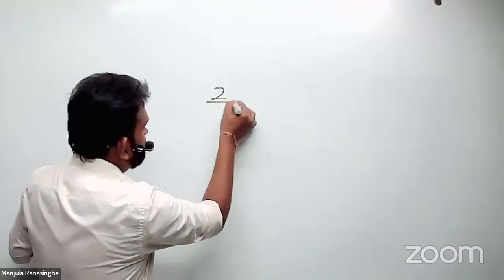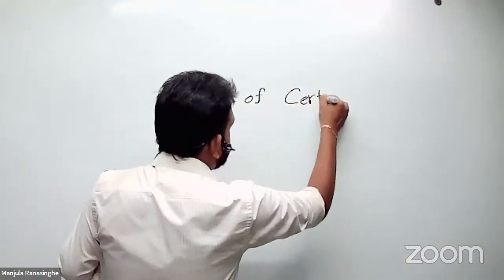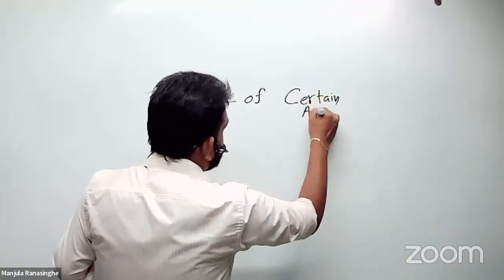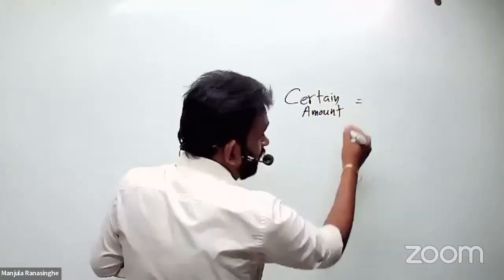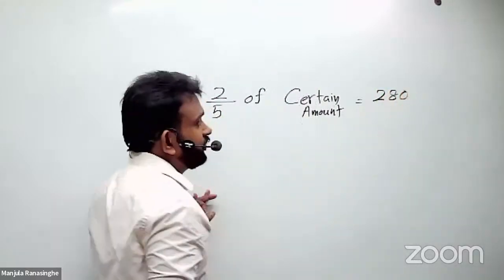Okay, now we are moving to question number 1 of paper number 4. If 2/5 of a certain amount is 280 rupees, find the amount. 2/5 of a certain amount. We do not know that certain amount. I write certain amount is equal to how much? That is 280 rupees.